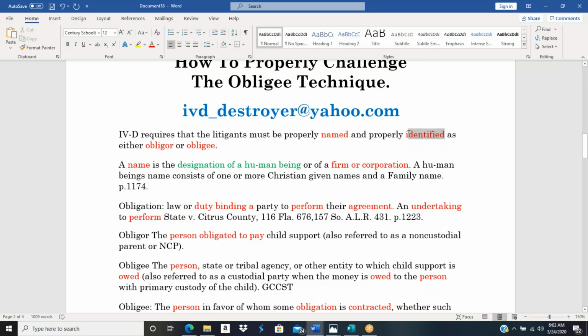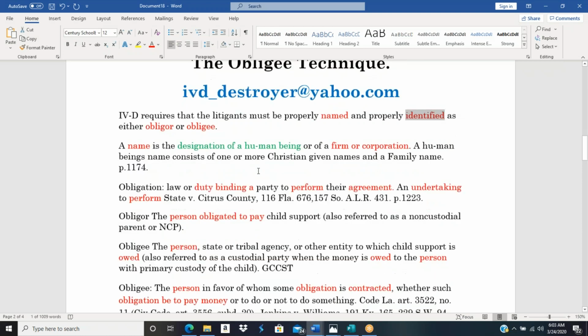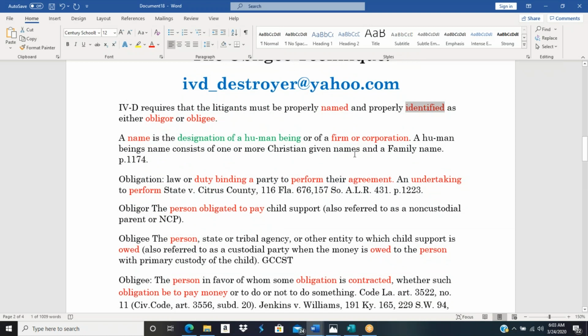Identified, you know what that means. Sameness in law, as you're charged to be. A name is a designation of a human being or a firm or corporation. A human being's name consists of one or more Christian given names and a family name. And we'll jump into that in a minute.